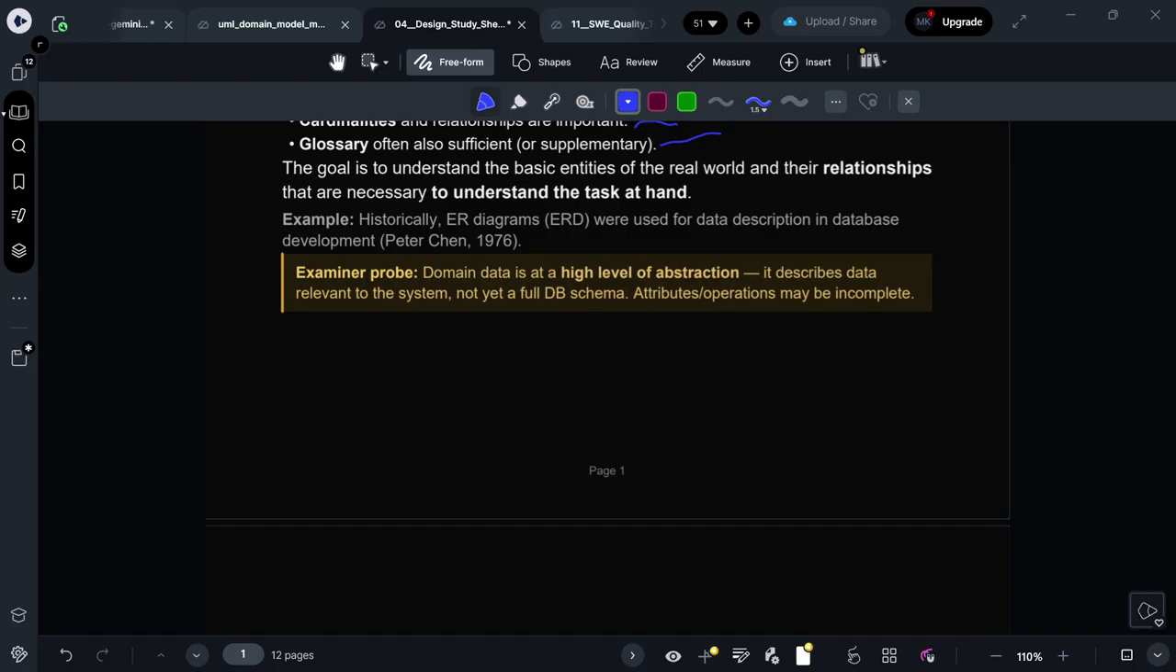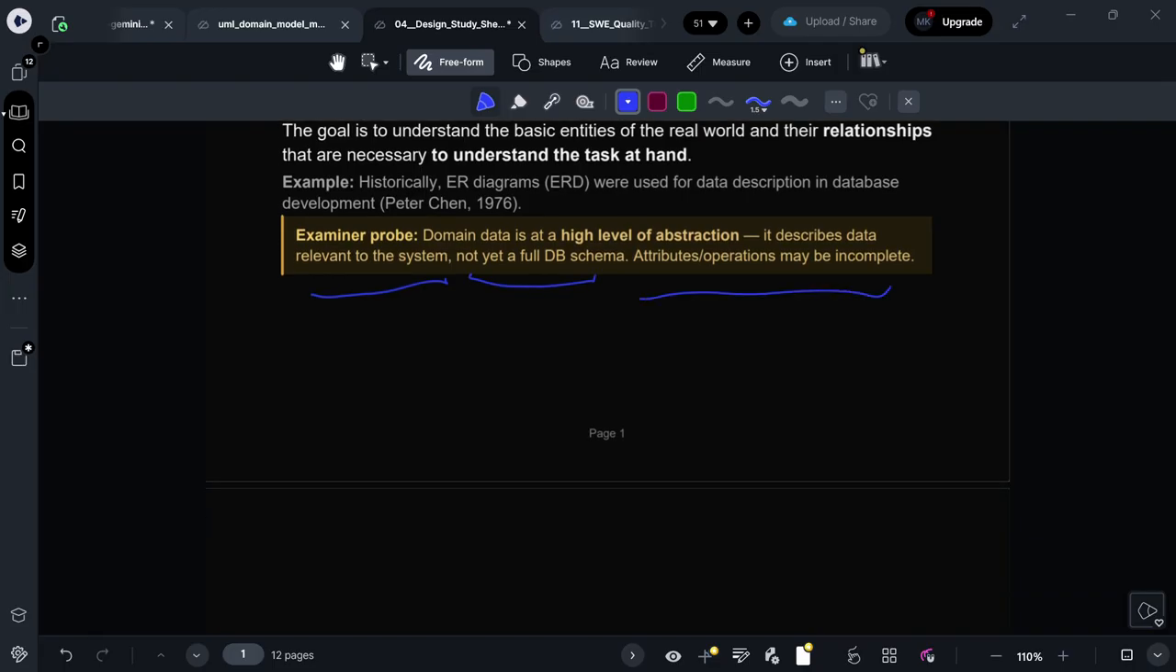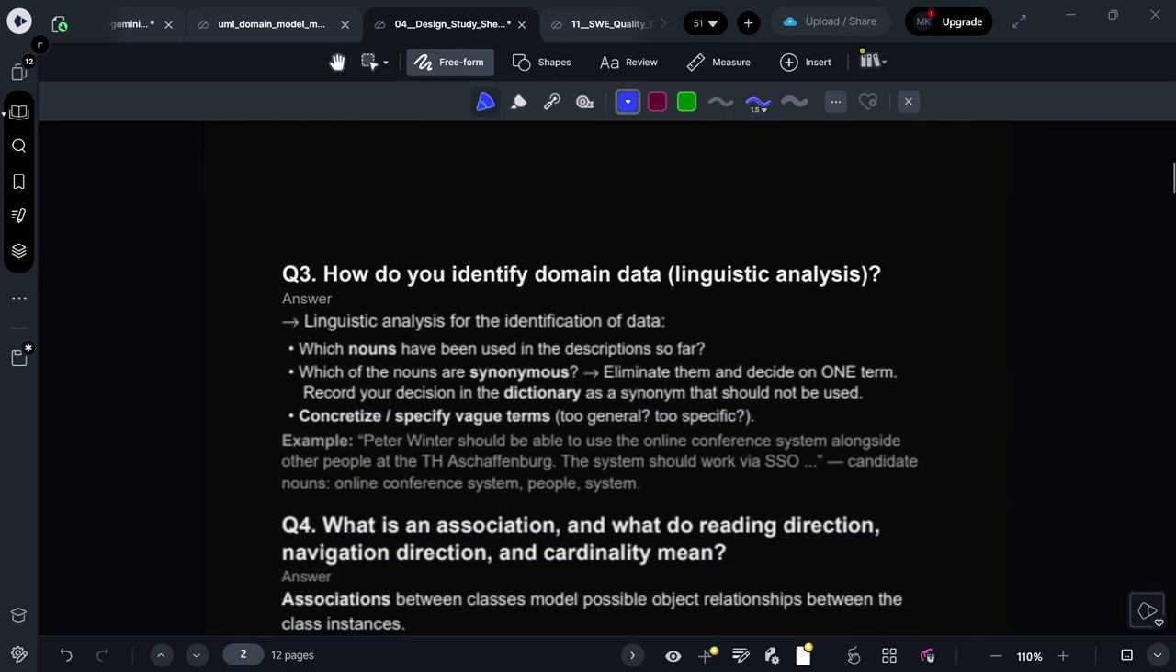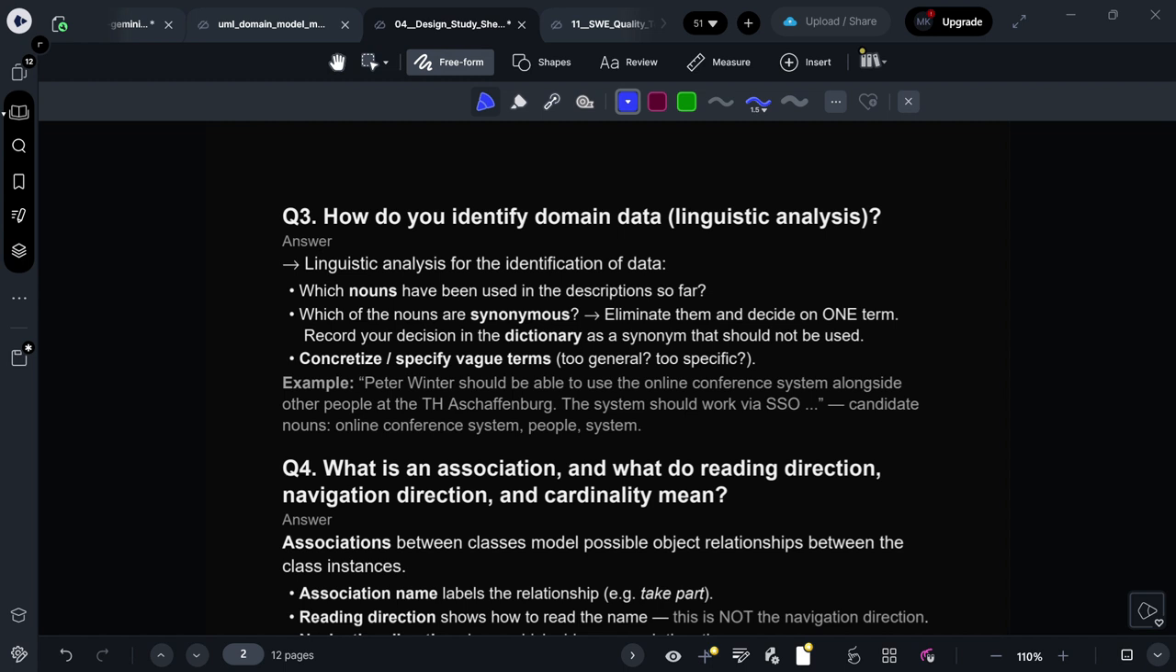So domain data is a high level of abstraction. It describes data relevant to the system. It is not yet a full database schema, and attributes and operations may be incomplete, but cardinalities and relationships are very important. How do you identify domain data? Through linguistic analysis. When we do linguistic analysis for the identification of data, we ask which nouns have been used in the description so far. Which of the nouns are synonymous? We eliminate them and decide on only one term. Record your decision in the dictionary as a synonym that should not be used again.